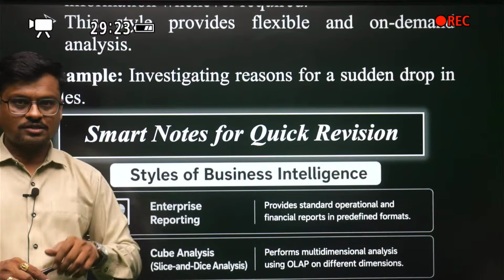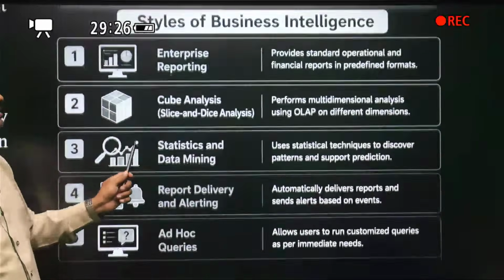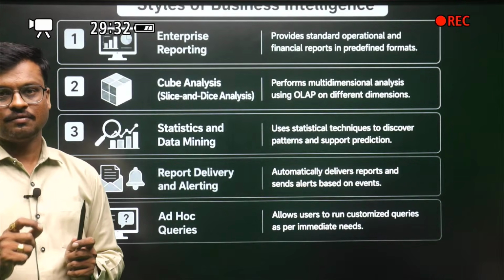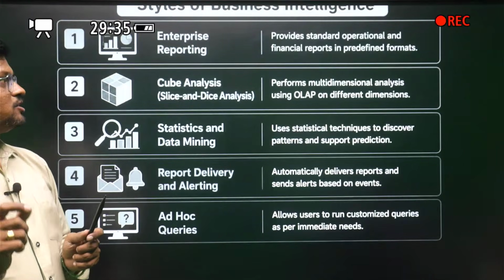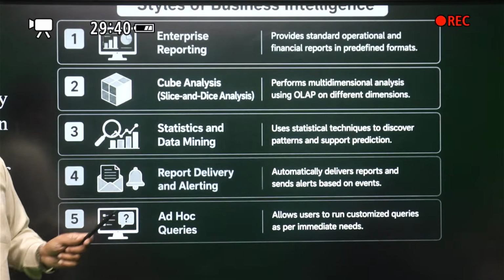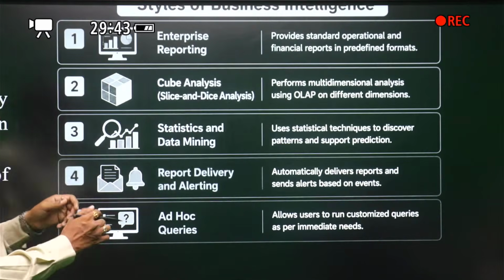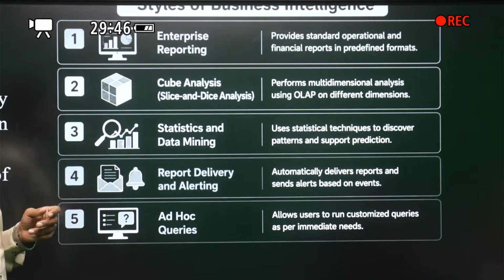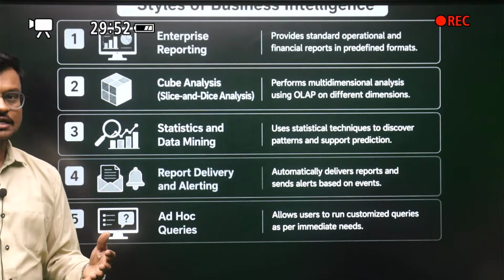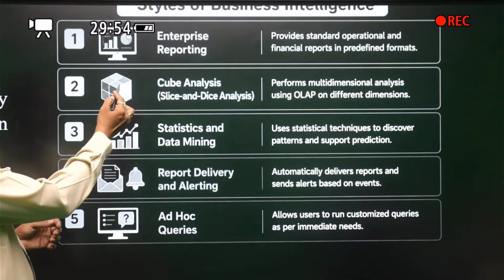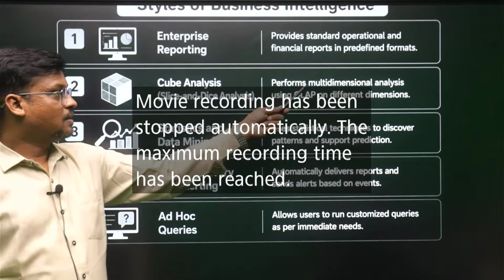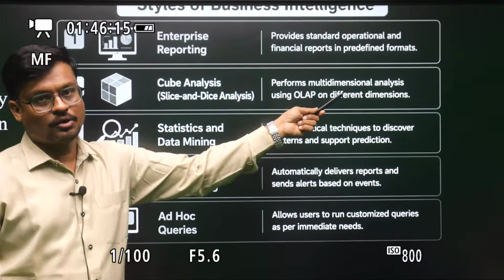Okay, so we have 5 styles here. The very first style is enterprise reporting. In the enterprise reporting, we will be providing the standard operational and financial reports in the predefined formats. Second one is cube analysis. We will be performing the slice and dice analysis. As you can see in the picture, here the data is not stored in the form of traditional two-dimensional rows and columns, but in a multi-dimensional view. You will be able to view the data from the different perspectives. Okay, that is your OLAP, online analytical processing.